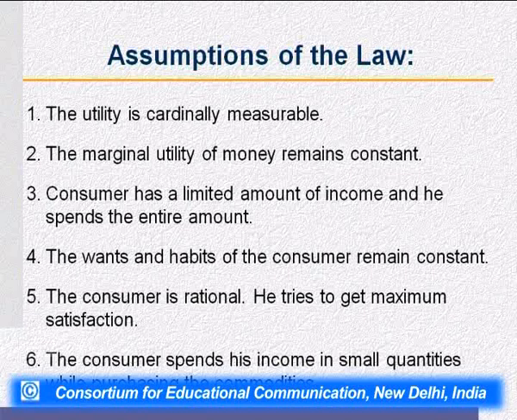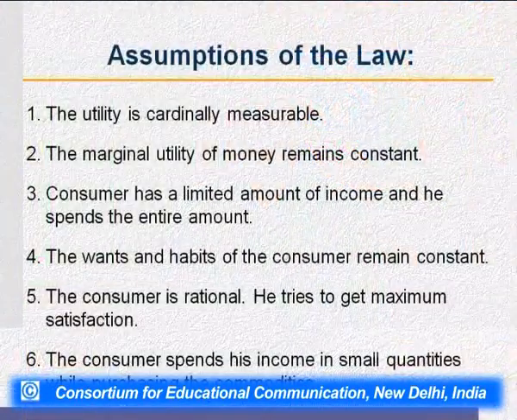The wants and the habits of the consumer remain constant. Suppose at a particular time you have only two alternatives. You have to spend your money on two fruits, suppose apple and mango. If you want to spend your rupees on a third fruit, it is not possible under these circumstances. This law suggests that at a particular time the wants and the habits of the consumer remain constant, and he has to spend on those only.